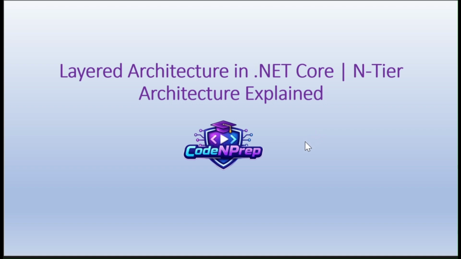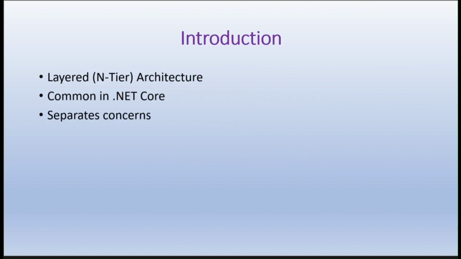In this video, we are going to understand layered architecture in .NET Core, which is also known as N-tier architecture. So this is one of the most commonly used architectures in enterprise. And by the end of this video, you will clearly understand how this architecture works and why it is so popular.